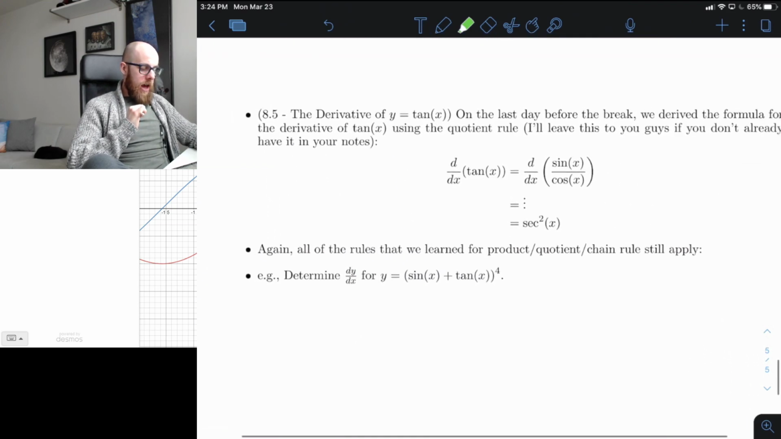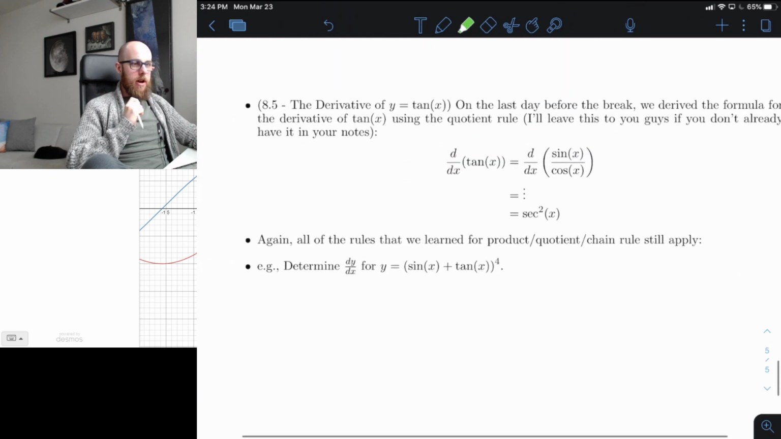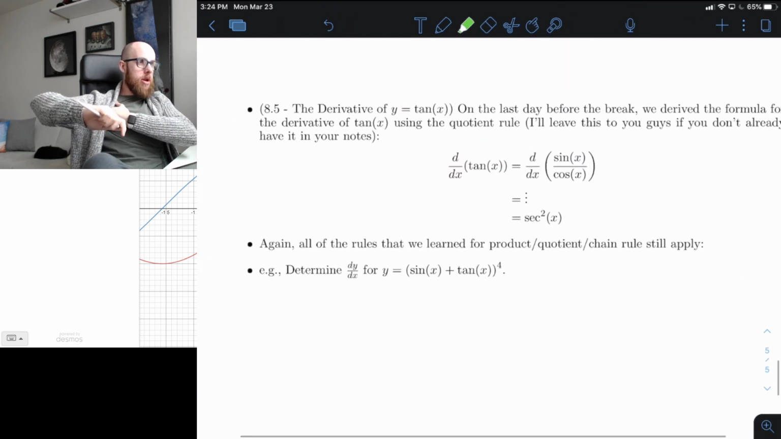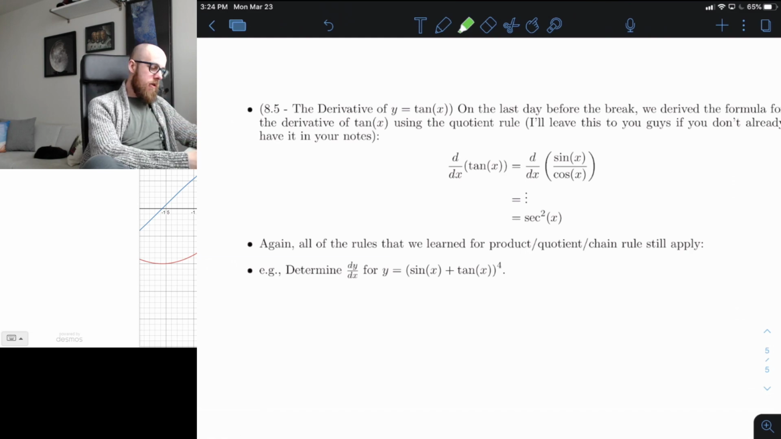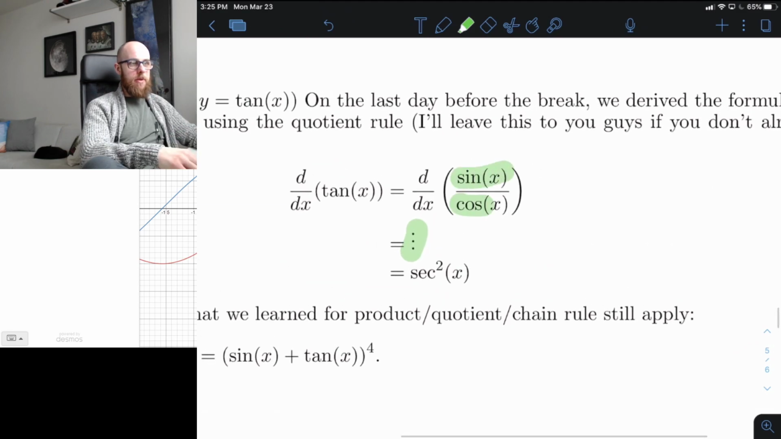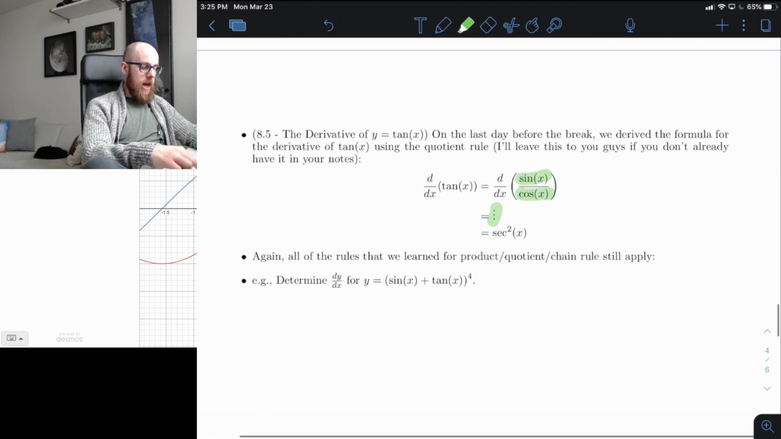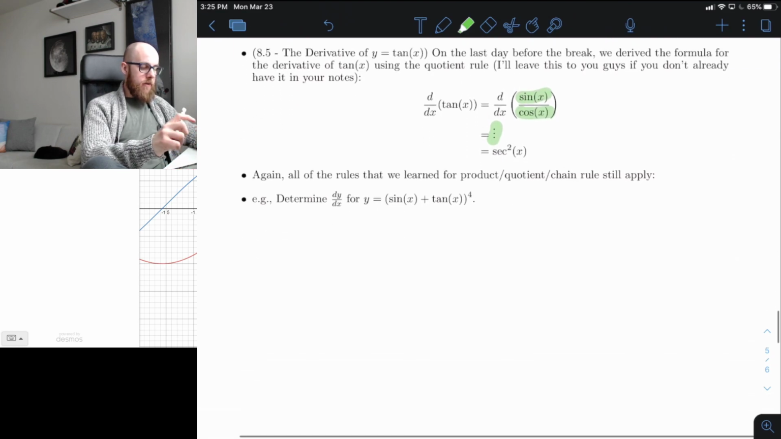Okay. Now, last but not least, I only have one more example here, and then we'll have a little chat. So I know that on that last day, we actually derived the formula for the derivative of tan. I left out these steps in these notes. I think you guys already have them. If you don't, you can retry it. We have sine and cosine being divided by each other, so you apply your quotient rule there. If you don't already have it in your notes, you can rederive it.